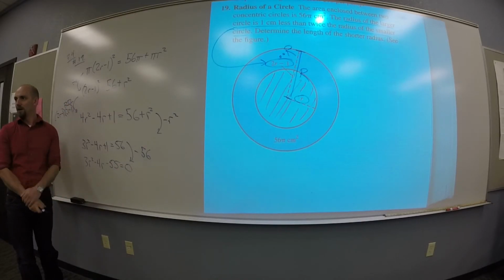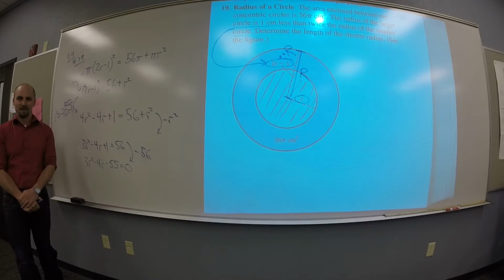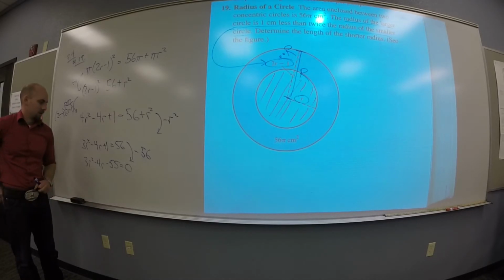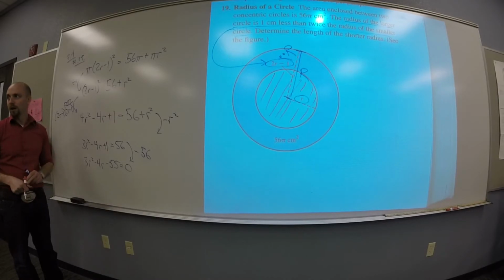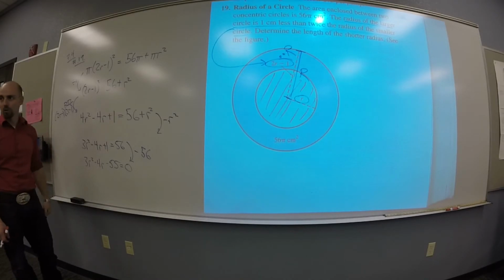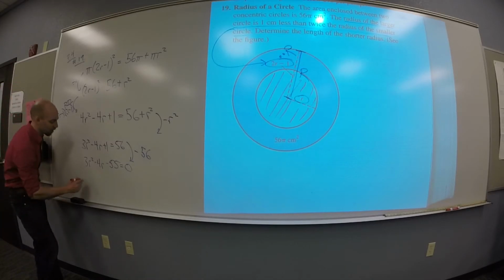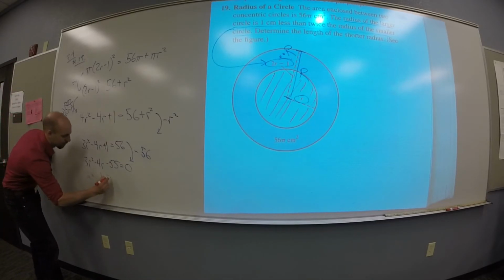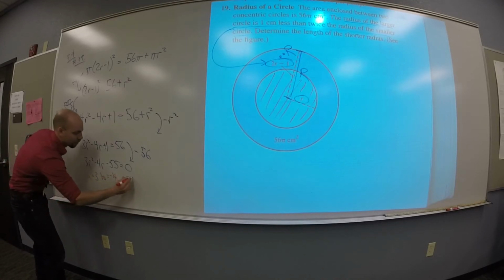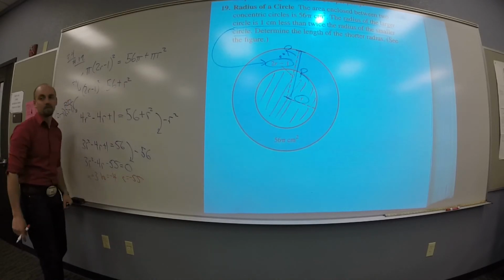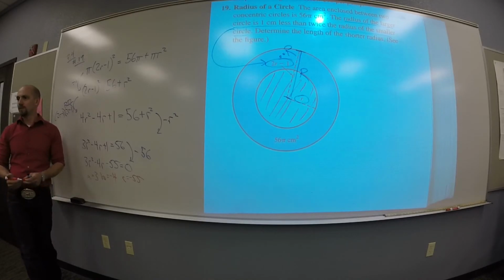Then what? Then identify your A, B, and C. Either complete the square or cram this in the quadratic formula. I would kind of recommend the quadratic formula on this one. So what are your A, B, and C? 3, negative 4, negative 55. Cool. Seems good.